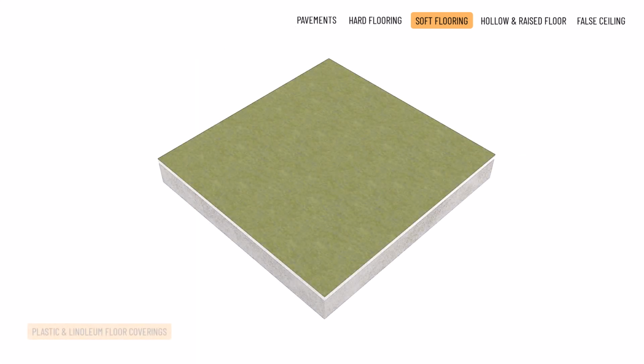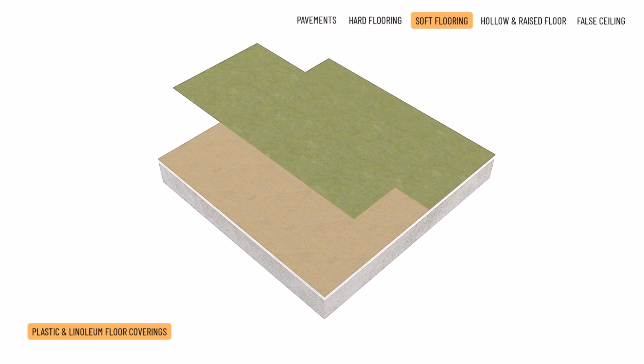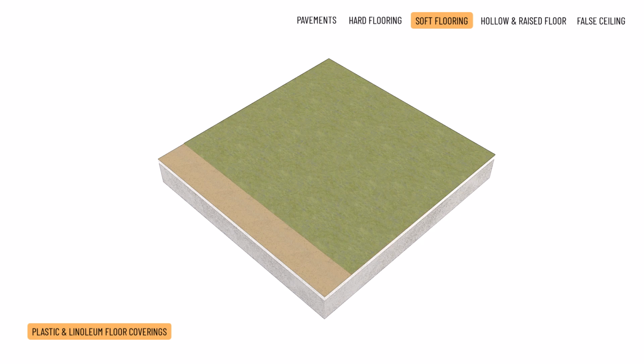Plastic and linoleum floor coverings. PVC or linoleum sheets create an easily cleanable, warm, soft flooring from plastic. The sheets are laid from rolls 1 to 4 meters wide and glued either in strips along the edges or across the entire surface. Sheet thickness ranges from 0.8 millimeters to 7 millimeters.